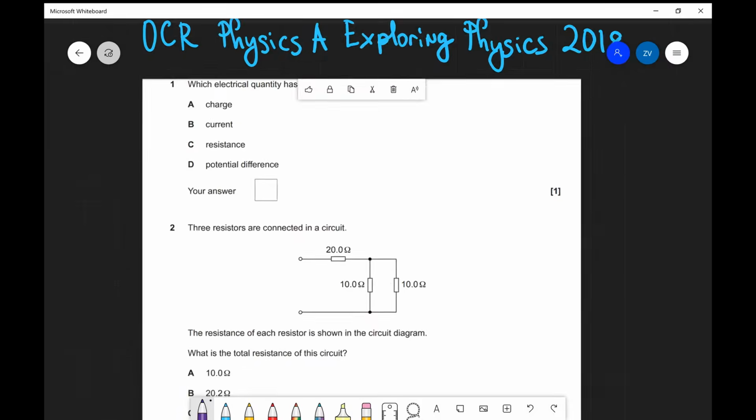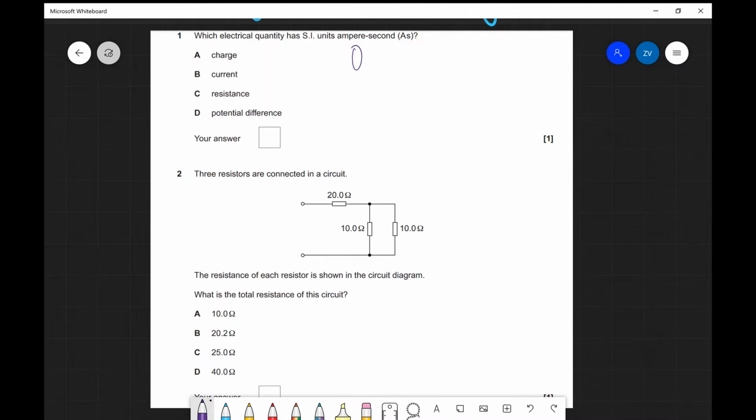Well, remember charge, so let's try again. Charge Q is equal to I multiplied by t, one of the basic charge formulas. We know that the current I is in amps, and we know that the time is in seconds. So the correct answer would be A, charge. Let's not forget to write that in.